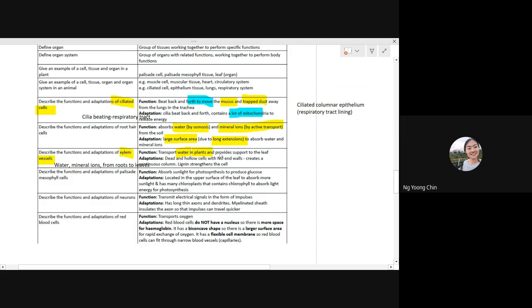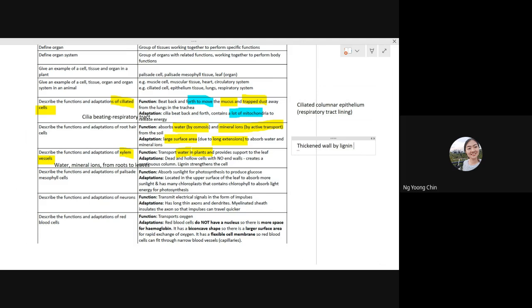And also they're able to provide support to the cell. How are they able to support the leaf? This is because the xylem has a wall thickened by lignin. What is lignin? Lignin is a very hard substance. It is produced from hard wood, so it's very hard.